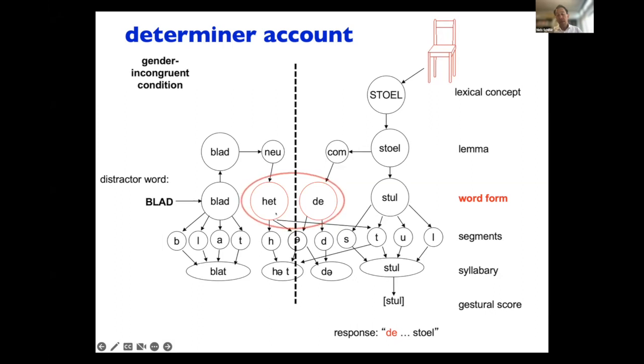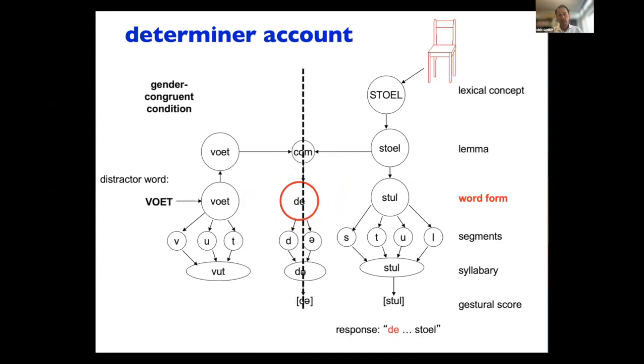And what happens is that when you have to select the determiner form at the word form level, there will be competition happening, and you can only select one of them because you can only speak one word form at a time. Now, when the gender is the same for both the target and the distractor, then there will be no competition because at the lemma level there will only be one feature that will be activated, and the feature will only activate one determiner word form.